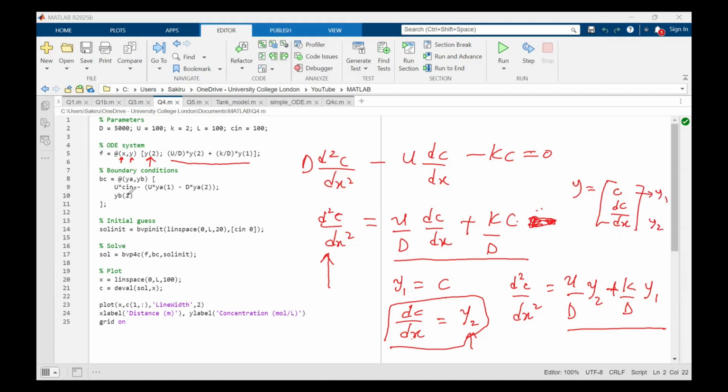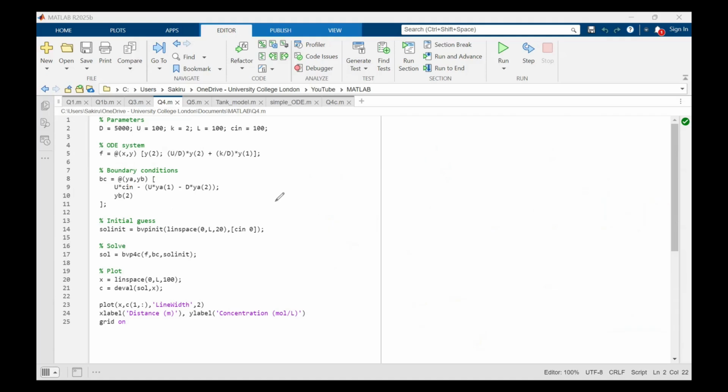Now, the boundary condition, similarly, you do the same thing. So the ya, again, a is at the inlet, b is at the exit. So you specify the boundary conditions at those two extremes. So the boundary condition that you have is u C in equals u C at x equals 0 minus D dc dx at x equals 0.